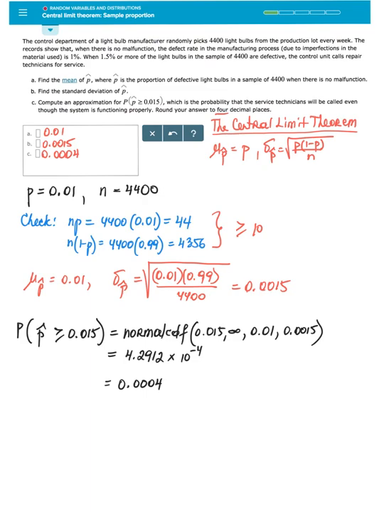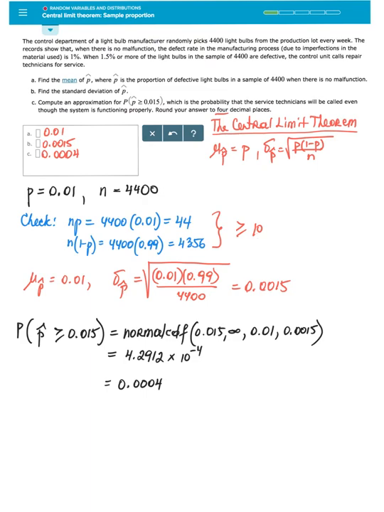To be able to use the central limit theorem, we need to make sure that a couple of assumptions are met. We need to check that the product of np is at least 10 or more. So when I multiply the sample size times p, I get 44. And when I multiply the sample size of 4,400 times the remaining 1 minus p, which is really 0.99, I get 4,356. Both of these numbers are at least 10, which allows me to use the central limit theorem.